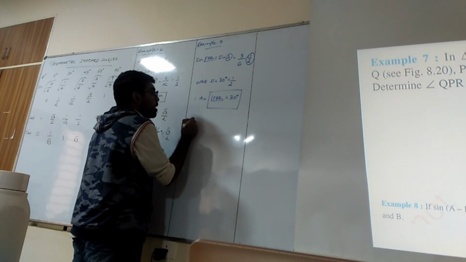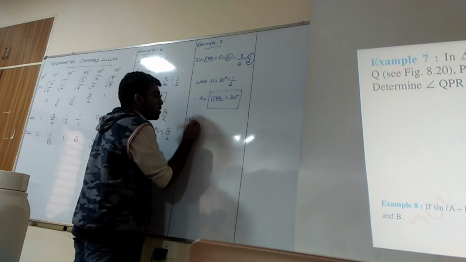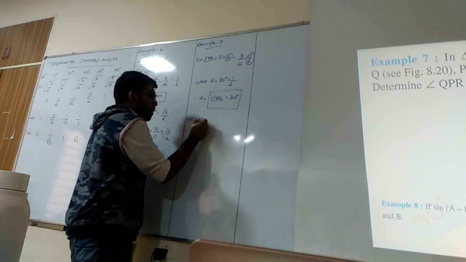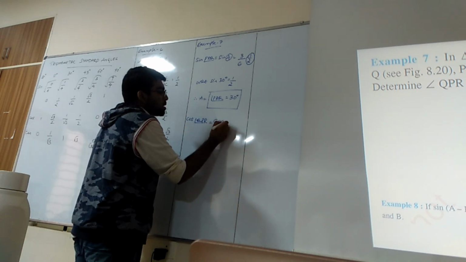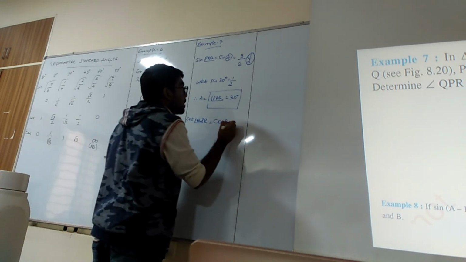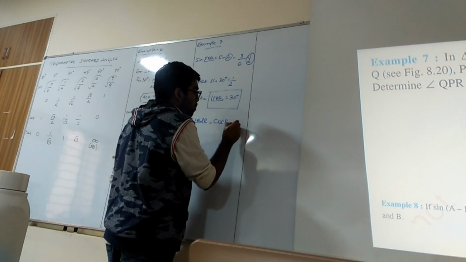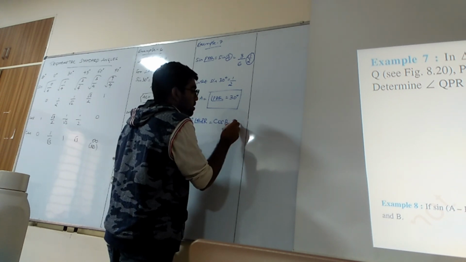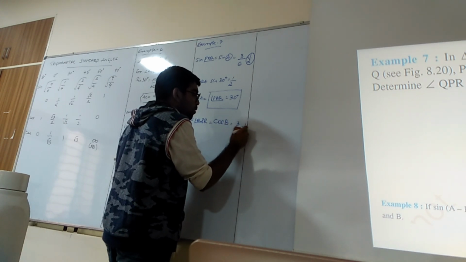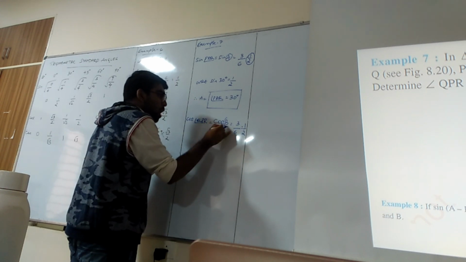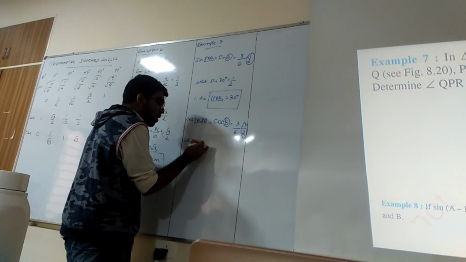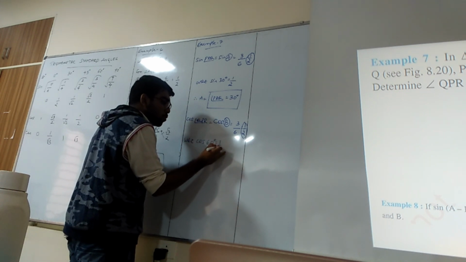For P, it will be cos of the angle QPR, which can be written as cos, and I'll take the angle as B. Okay. So cos, if I take base by hypotenuse, what is base? Base is 3. Hypotenuse is 6, which is equal to 1 by 2. So for what angle B is it 1 by 2? We know that cos of 60 degrees is 1 by 2.